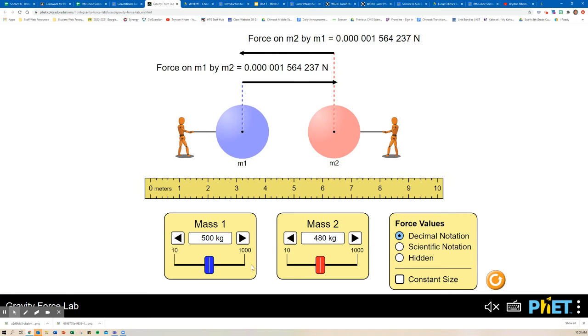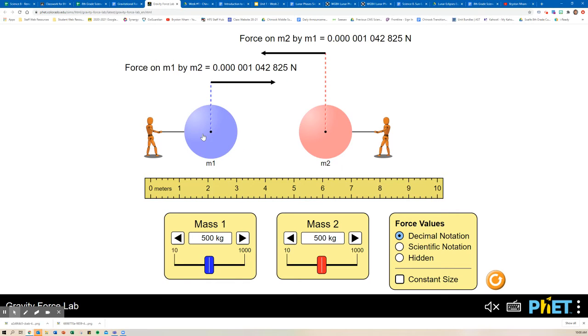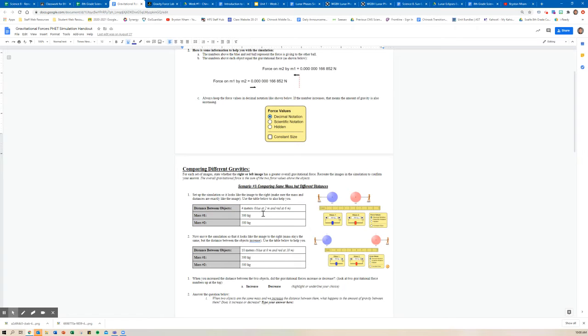500. 500. Oopsies. Okay. Red at 6 meters, blue at 2 meters. And you're going to align the center of the ball, that black dot, with that measurement on the meter stick. Okay. So once you have that, now you're going to move the simulation so that it looks like the image to the right.